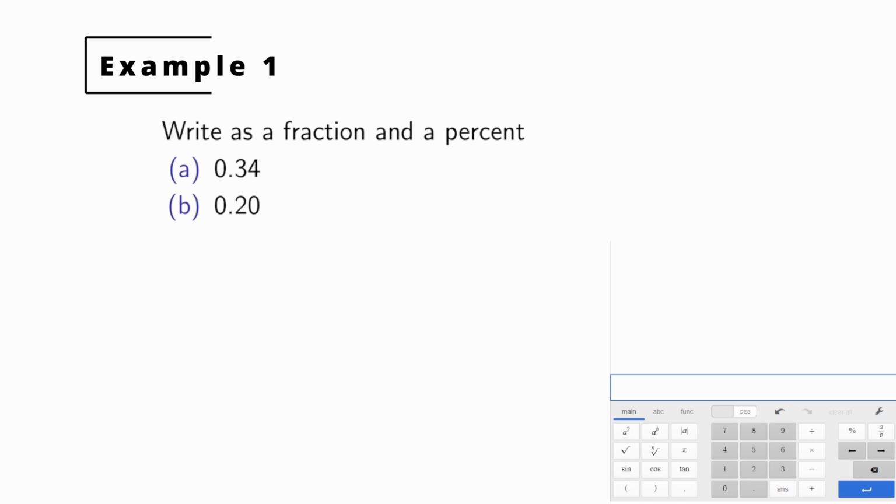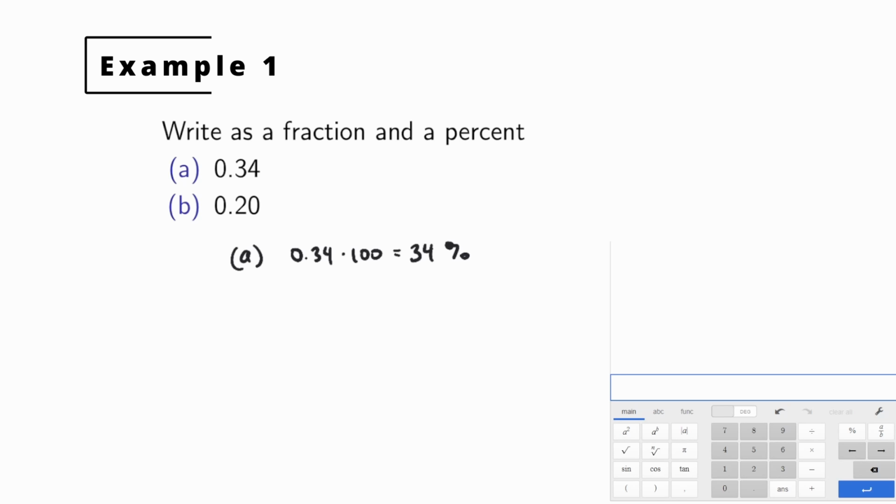So let's do as a percentage first, because that's actually the easiest thing to do. If you have a decimal, the way to write it as a percent is to just multiply that number by 100. So if we take 0.34 and we multiply it by 100, that will give us 34, and that's the percentage. Because what does that decimal represent? It represents the sort of percentage of 1.